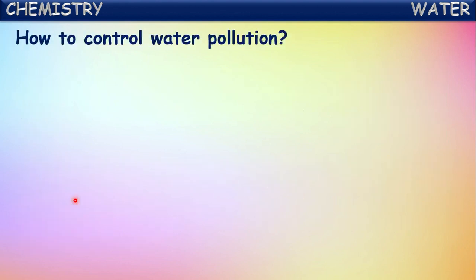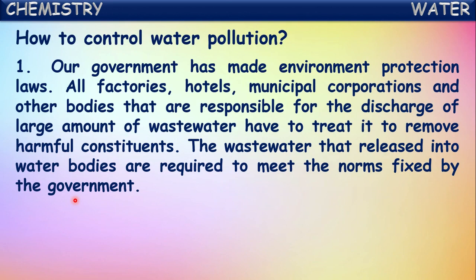Now, how to control this water pollution? One is, our government has made environment protection laws. According to that, all factories, hotels, municipal corporations, and other bodies that are responsible for the discharge of large amounts of wastewater have to treat it to remove harmful constituents. So, certain industries discharge large amounts of wastewater into water bodies.